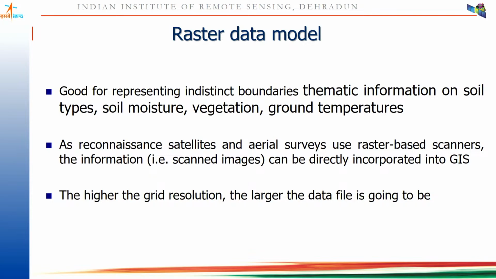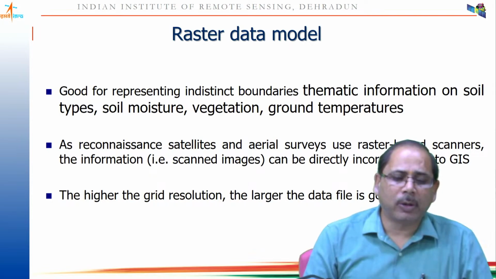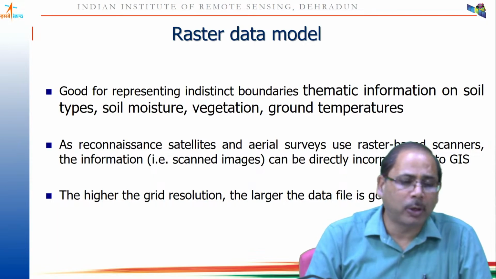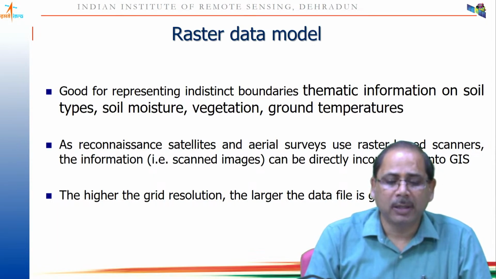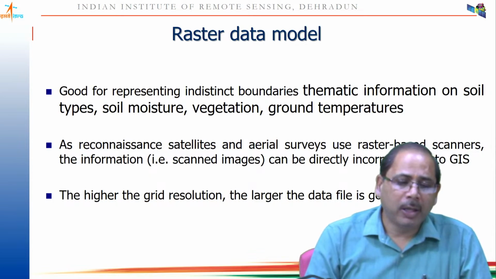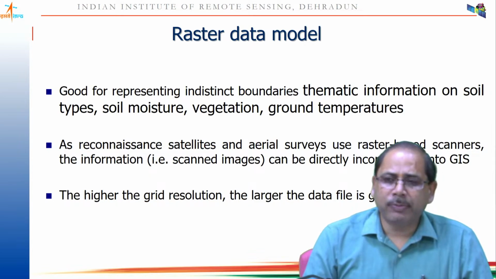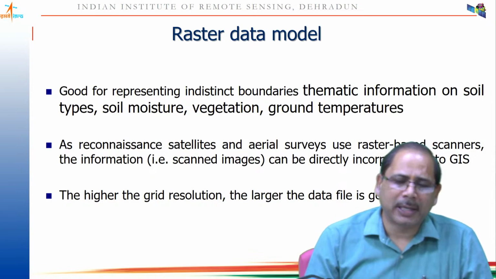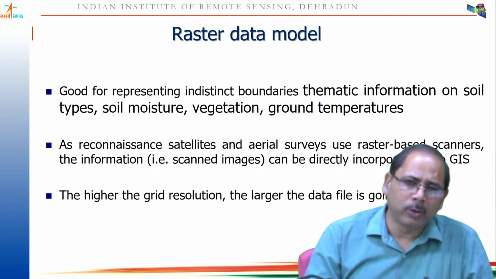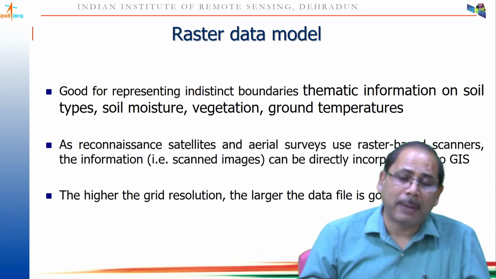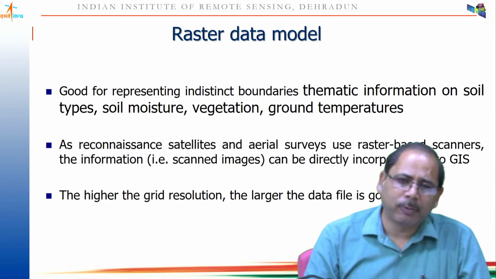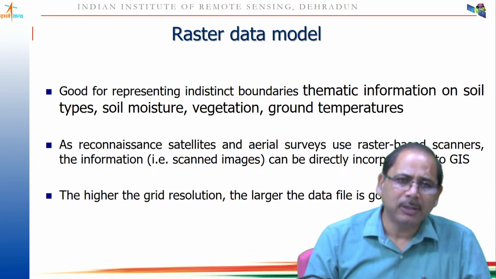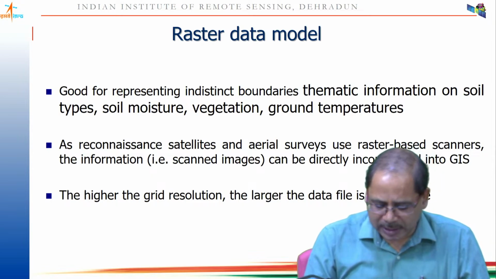The other type of data model, as I told you, is used for representing indistinct boundaries, like thematic information on soil type, soil moisture, vegetation, ground temperatures, maybe rainfall. This data model is very popular, especially when you are capturing images through sensors like satellite-based sensors, drone-based sensors, or even the camera in your mobile. If you are taking a photograph, it will be stored in the form of grids, which are known as pixels, or picture elements. That is called the raster data model.